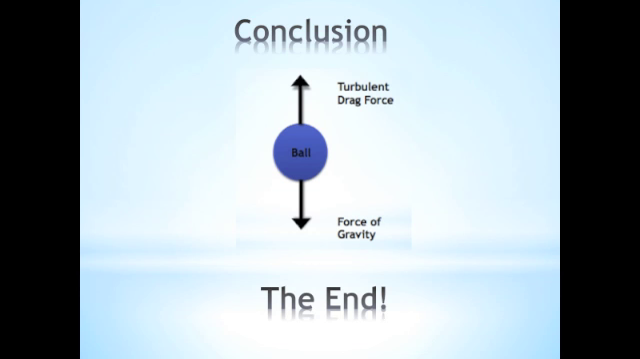In conclusion, it can be seen that when an object is falling down, there is both a gravitational force as well as a turbulent drag force acting on the object.